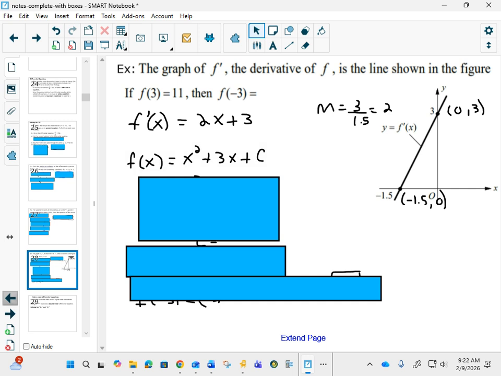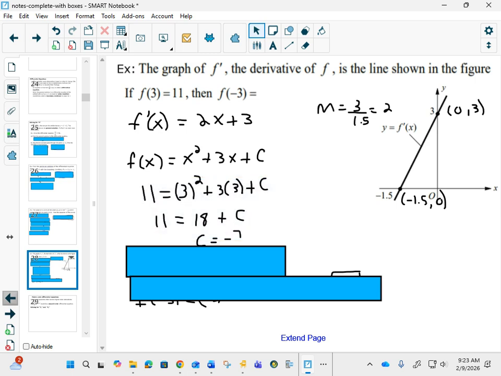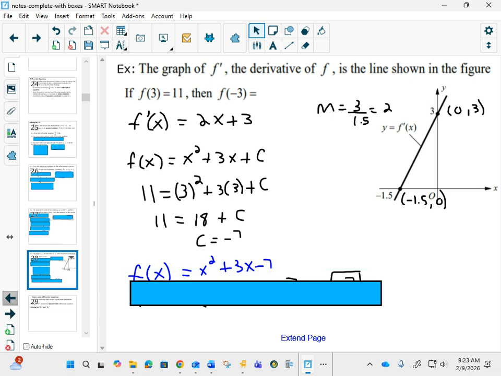So adding 1 to the exponent and dividing will give us x squared plus 3x plus c. We can now plug in our initial condition. We knew that when x was 3, y was 11. And that allows us to solve for c. And now we have the equation of the original function. So finding f of negative 3 would just be a matter of plugging that in now.